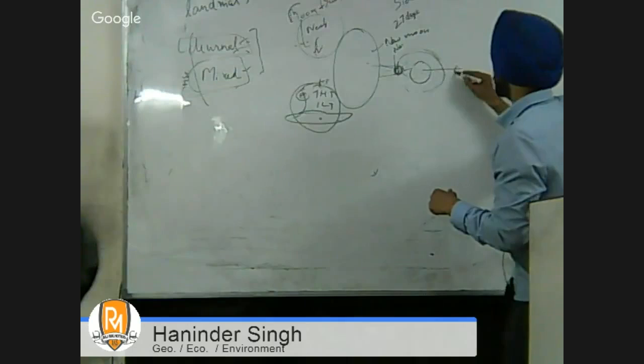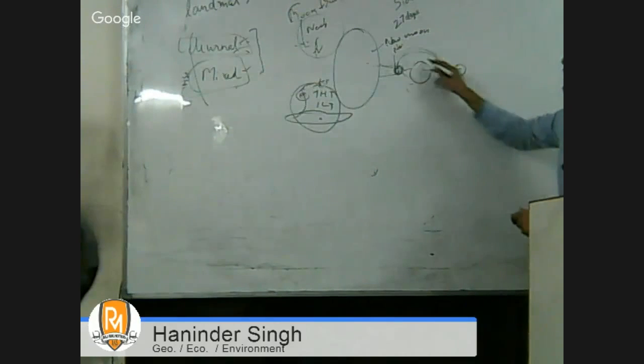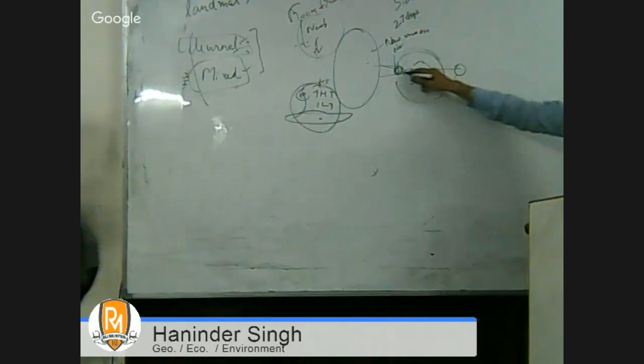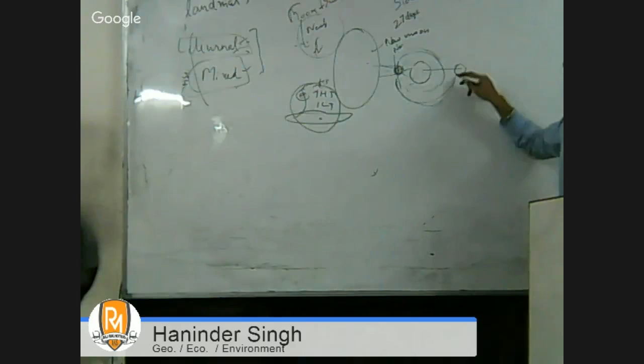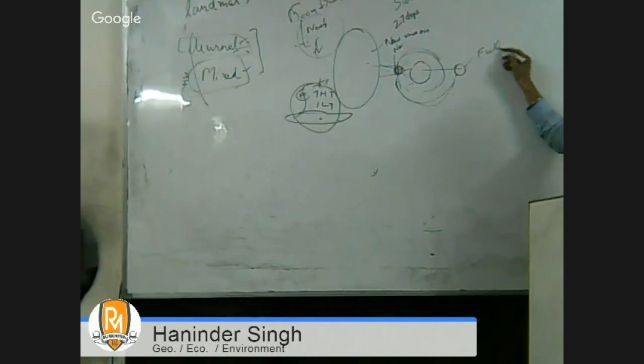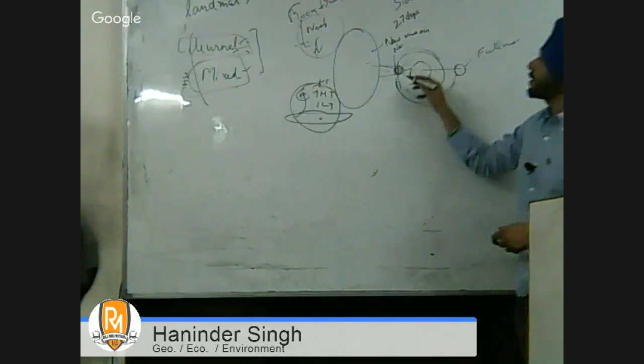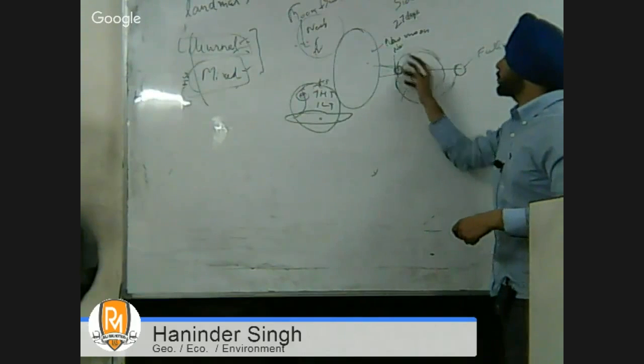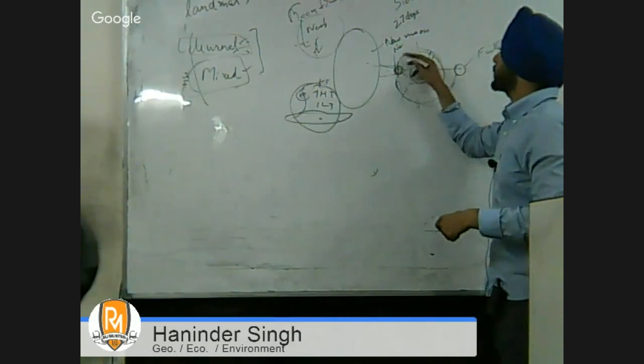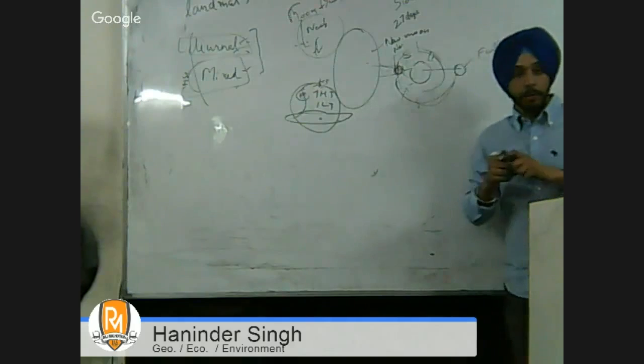Here, when the moon comes here, after revolving around the earth, this is known as full moon day. Then the other phases: quarter, crescent, half crescent, whatever.